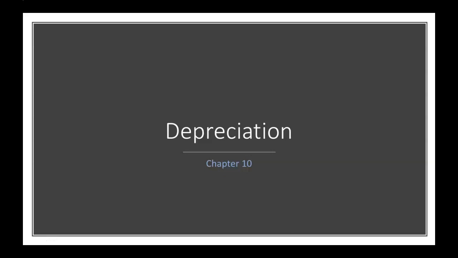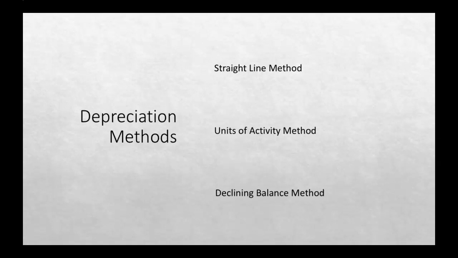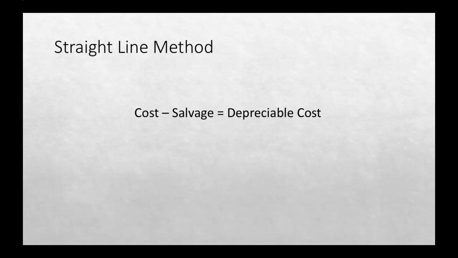In chapter 10, you learned about depreciation. So there's three different depreciation methods. We have the straight line method, the units of activity method, and the declining balance method. Let's first look at the straight line method.